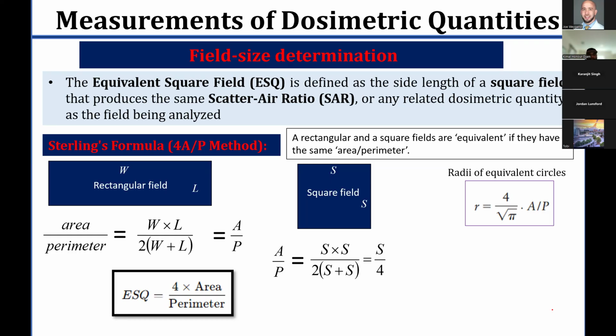The equivalent square field concept is essential in clinical dose calculation because it is impossible to measure every potential field shape and size individually. And so what do we do? We use interpolations to estimate the quantities that depend on both the scatter and the primary radiation. The equivalent square field is defined as the side length of a square field that produces the same scatter air ratio or any related dosimetric quantity as the field being analyzed. In other words, it simplifies the analysis of a non-square field, such as a rectangular, circular or irregular field, into an equivalent square field that has comparable dosimetric properties.